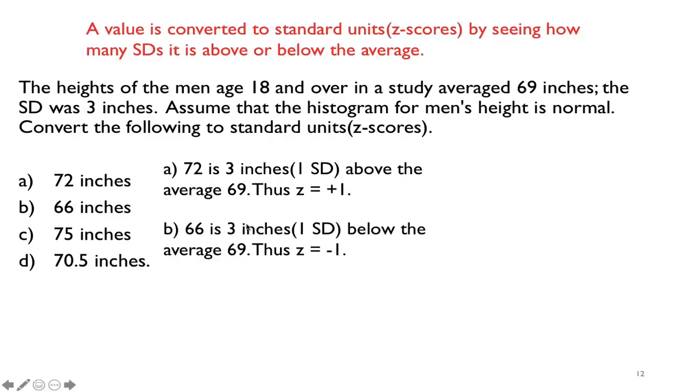66 is actually 3 inches below the average. So again, we don't care about the inches, we just care about the SD. The Z-score for 66 is -1, because it is 1 SD to the left of the average.